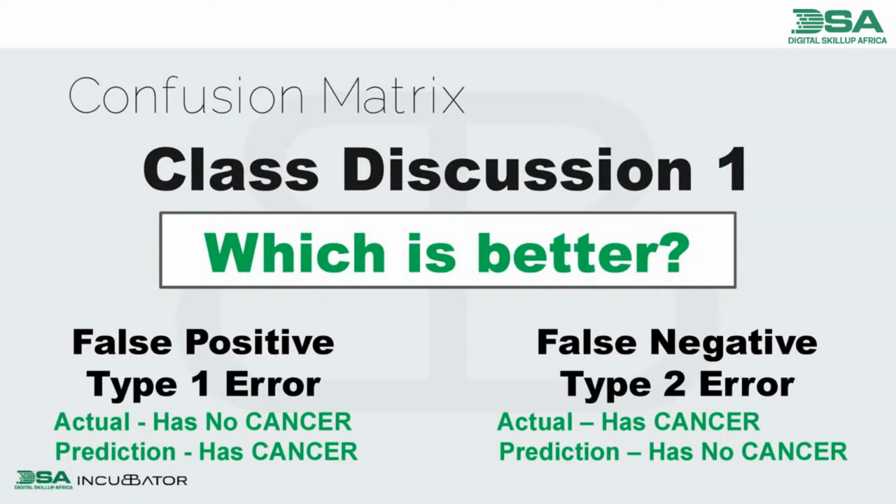Someone says type 2 error is better, it carries less risk. You say somebody has cancer, but you say they do not have cancer, then they go and buy a bottle of Coke and say, let's celebrate. So if we look at it very well, misclassification is just not it at all. Any classification error at all puts people in danger.